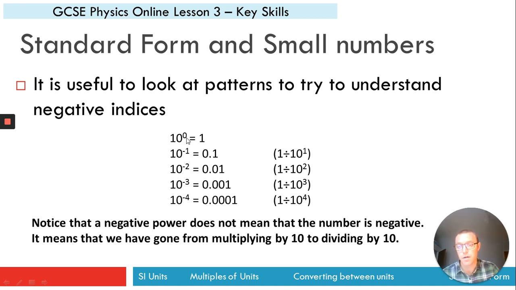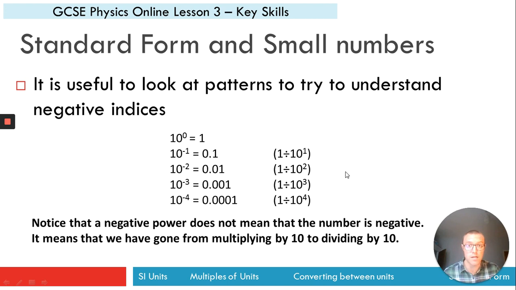So we saw for the positive powers of 10, we also had 10 to the power 0, which is equal to 1. 10 to the power minus 1 is the same as 1 divided by 10, which is 0.1. 10 to the power minus 2 is equal to 0.01. It's the same operation as 1 divided by 10 to the power 2. 10 to the power 2 is 100. 1 divided by 100 is 0.01. 10 to the power minus 3 is equal to 0.001. 10 to the power minus 4 is 0.0001.